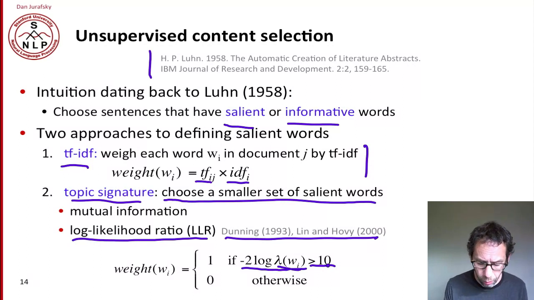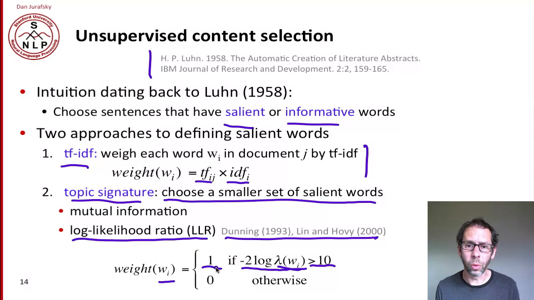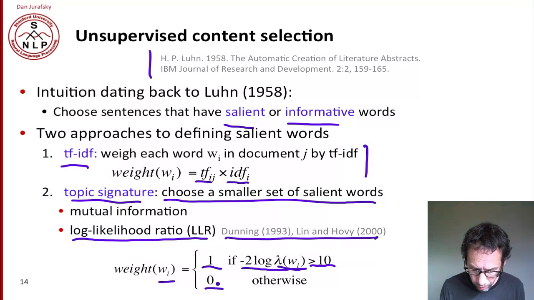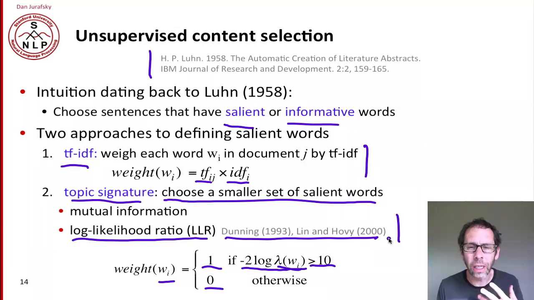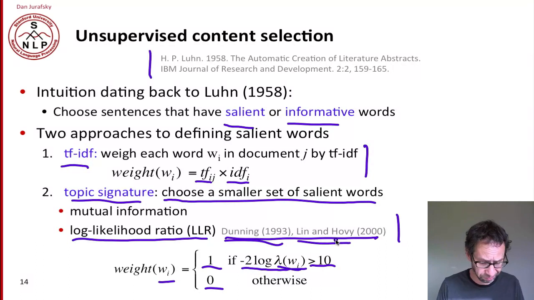So we're going to weight every word, and the weight of word i is going to be 1 if the word is especially associated with that document, meaning it occurs more times in that document than in the background corpus by some threshold. Otherwise, we're going to give it a weight of 0. And again, for details about how to compute the log likelihood ratio and the intuition about the statistics, you can see this lovely Ted Dunning paper or the Lin and Hovy paper that proposed using it for summarization.